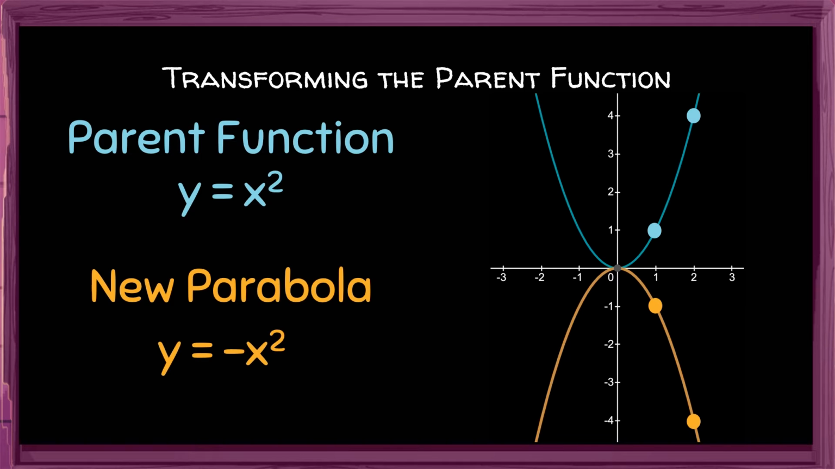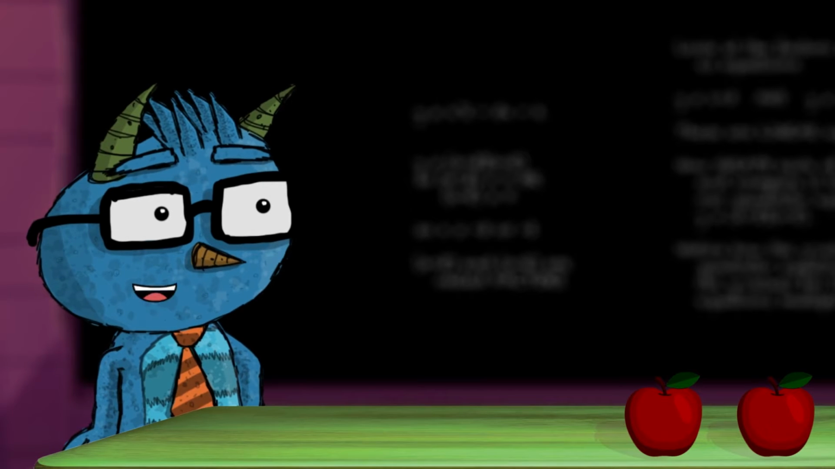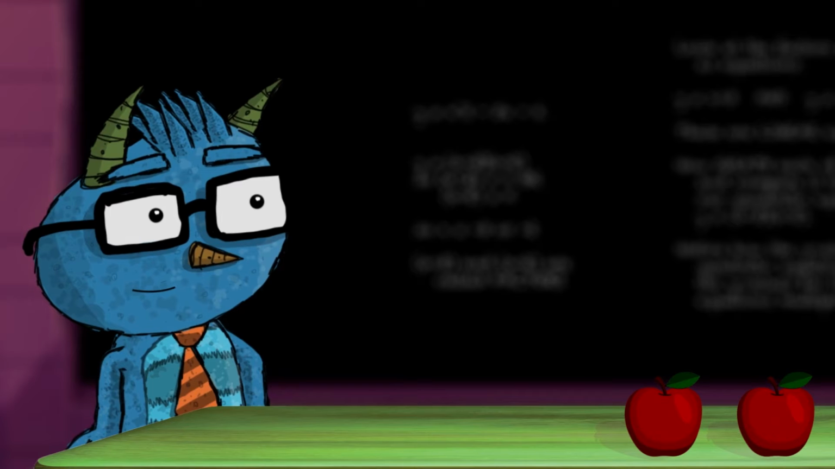This also teaches us something else. If we have a parabola that opens upward, like a smile, then its equation must have a positive amount of x squareds. If our parabola opens downward, though, like a frown, then its equation must have a negative amount of x squareds. We can remember this by thinking positive makes me smile, negative makes me frown. Now let's learn a second way to transform parabolas.